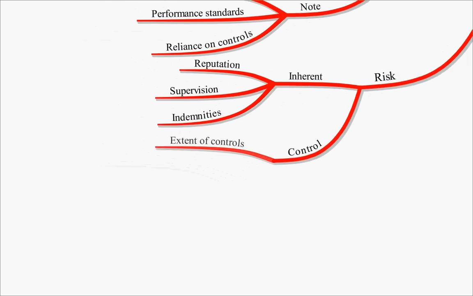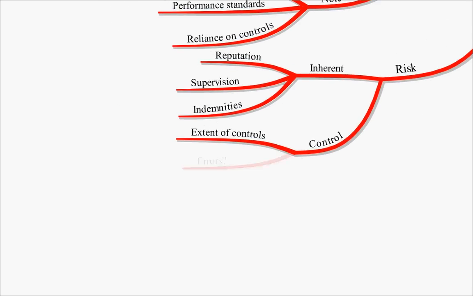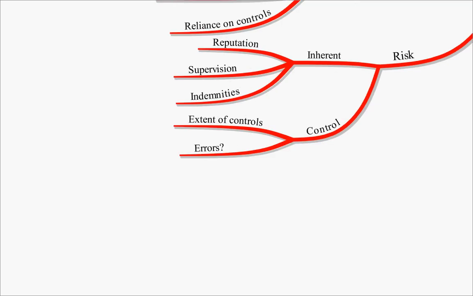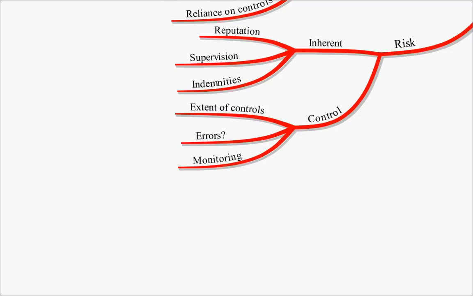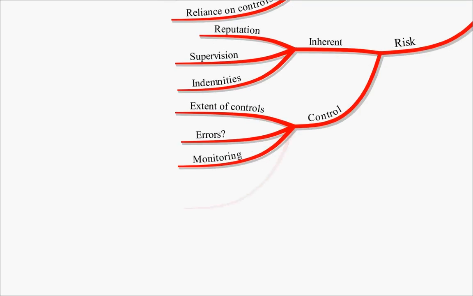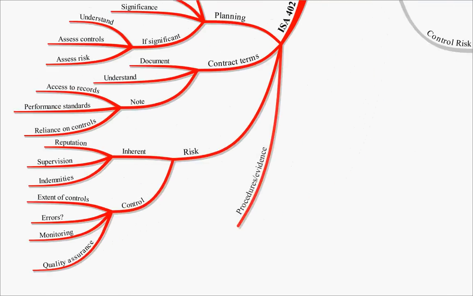Control risks then. Are there controls in place? The extent of the controls that the outsourcer has in place? Are there any errors? Look through the information that's being provided by the outsourcer. If errors are present, well then you may have to reevaluate how much you rely on the information they provide. Does the client monitor the outsourcer, and if so, how do they do that? And do they provide quality assurance?